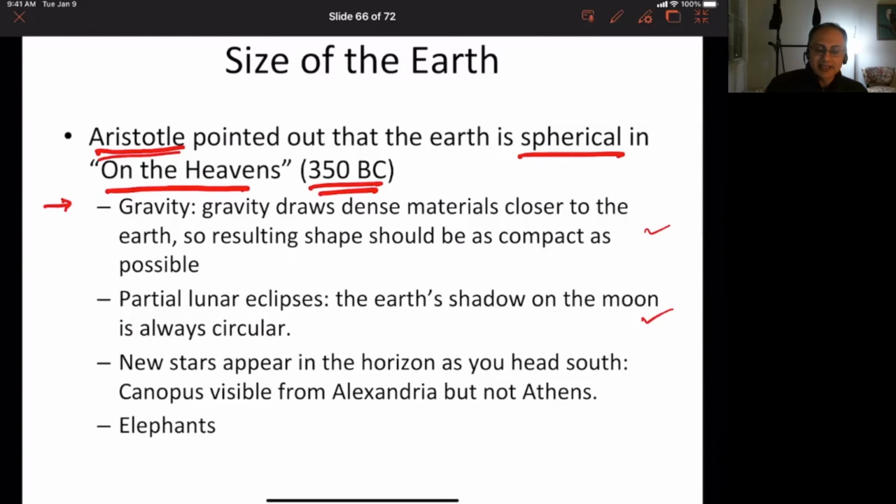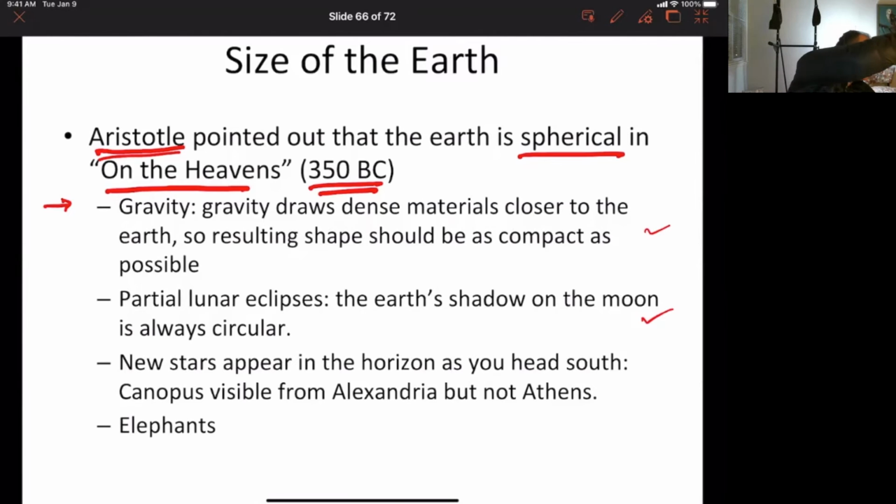And the third piece of logic that he used is he knew that as you travel south, you see newer stars appearing in the sky. And we now understand why that's the case very easily. If you're in the northern hemisphere and you look directly upwards, you'll see some stars in this location. But suppose you travel south and you cross the equator and you go to the southern hemisphere. Now when you look up, you're looking in this direction, right? This is up for you when you're in the southern hemisphere. And so you're going to see different stars in the sky. You'll be able to see stars which were not visible in the northern hemisphere.